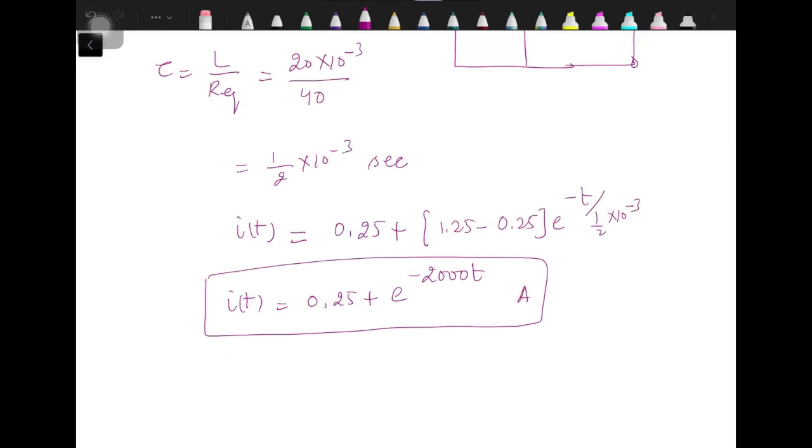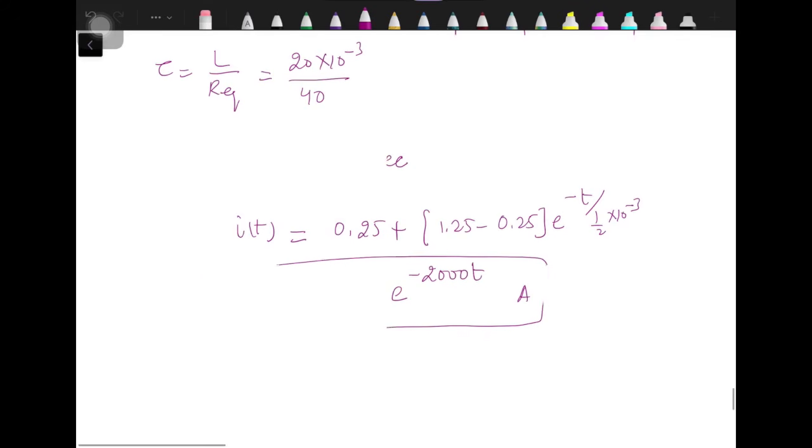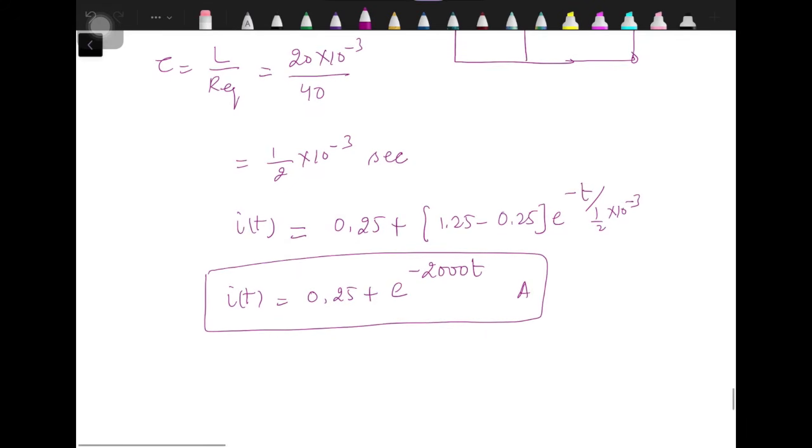I hope I have taken sufficient problems to show you how to analyze the circuits for transition from one state to another state when inductor and resistor are connected in series.